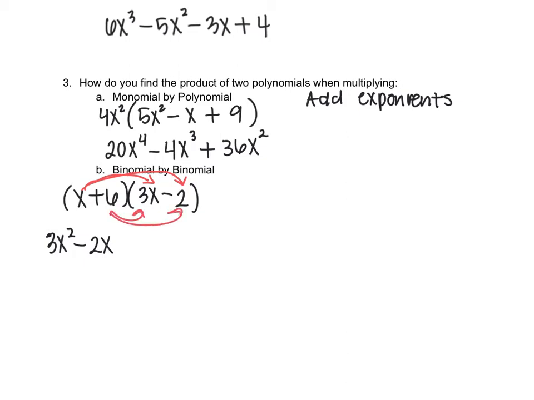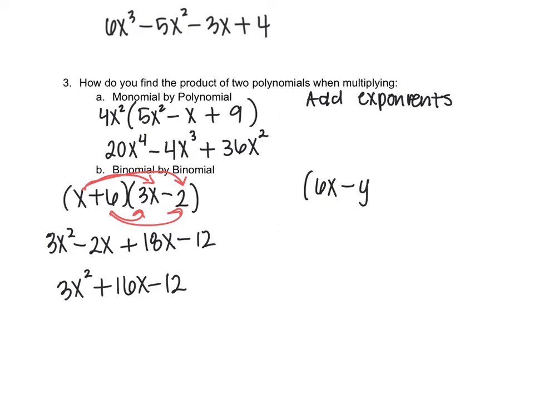Then we multiply 6 times 3x, which is 18x, and 6 times negative 2, which is negative 12. Combining our like terms, we end up with 3x squared plus 16x minus 12. I think the most common mistake I saw on this problem was forgetting about the middle terms. A lot of people multiplied x times 3x and would do the constant times the constant, but forgot about the middle terms.